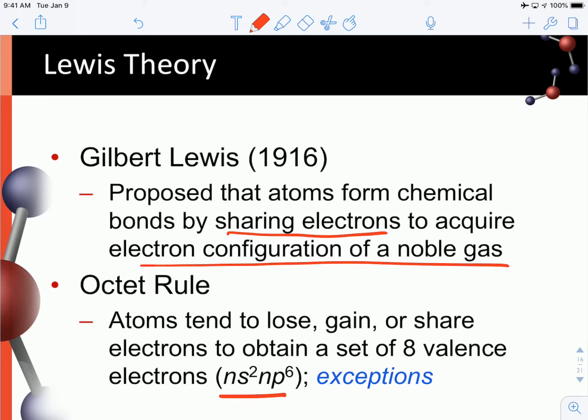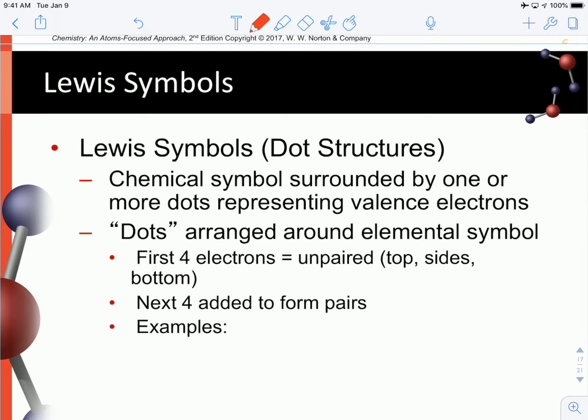Remember, 8 valence electrons, based on our quantum electron configurations, is ns2np6. You can have that full s sublevel and the full p sublevel to give us a full energy level. Exceptions to that, of course: hydrogen only takes on 2 electrons. So there are exceptions, but we're just going to get the basics down right now.